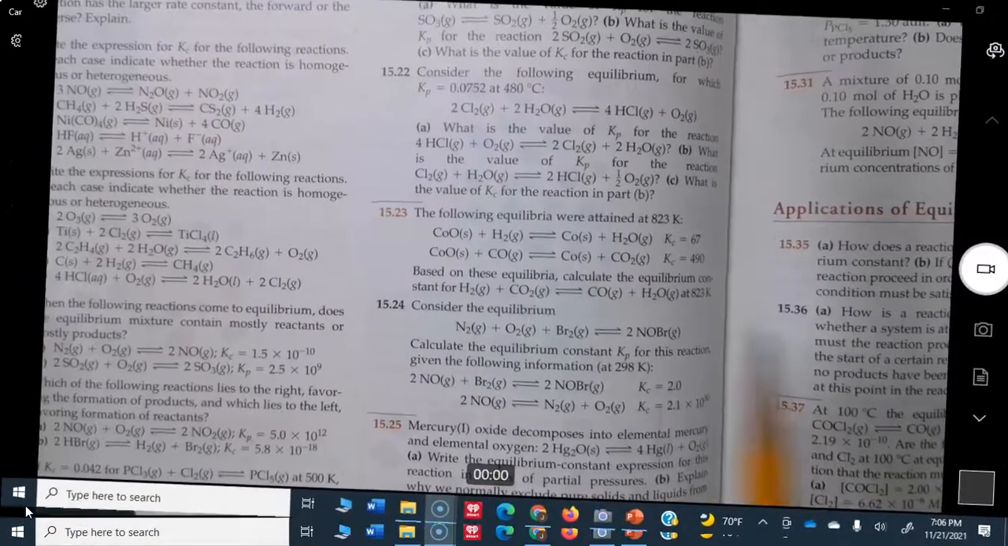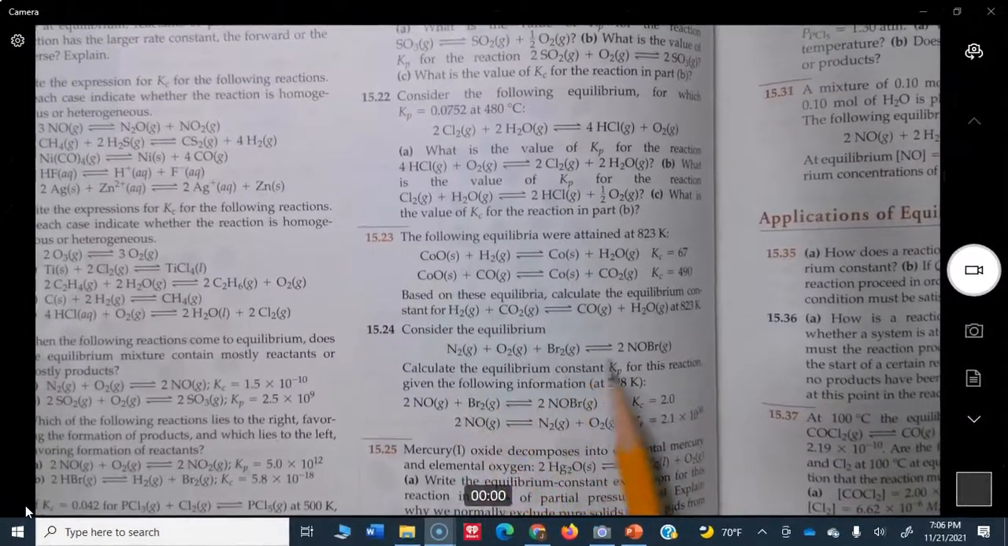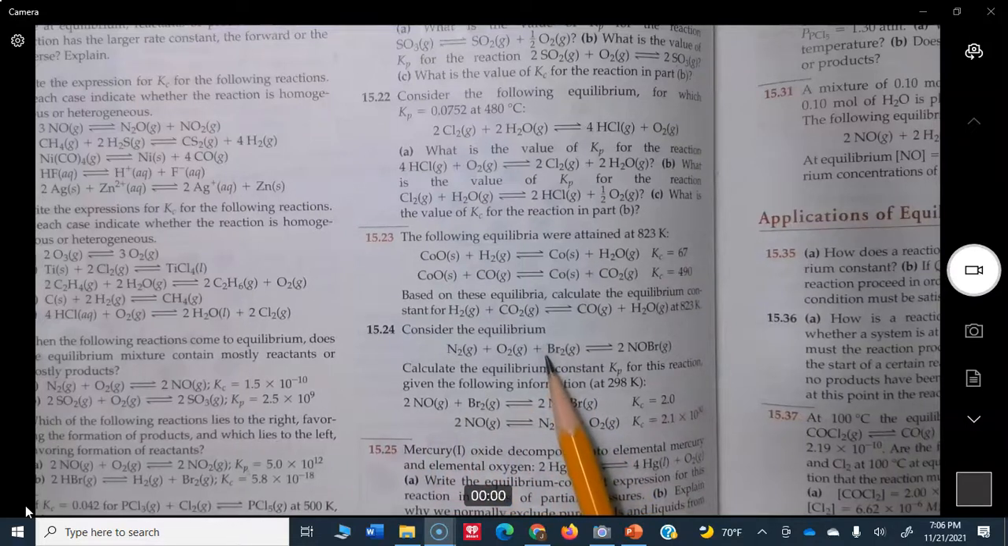Okay, we now move on to 1524, so consider that equation in equilibrium. Calculate the equilibrium constant Kp for this reaction given the following information. Okay, so what they're asking us to do is put together two things that we did above. First of all, we have to recreate this reaction here using these two. And when we do that, we're going to find a Kc value. Once we have the Kc value, then we have to change it to a Kp. So it's kind of a two-step problem.